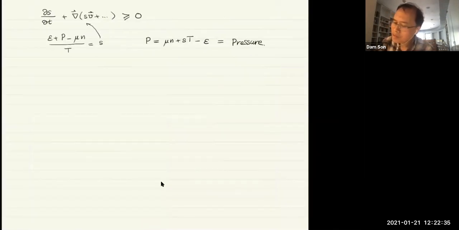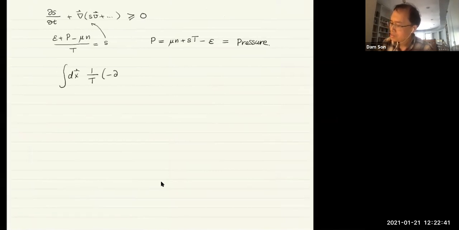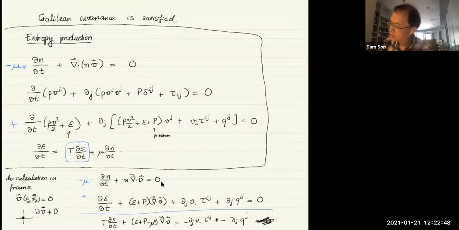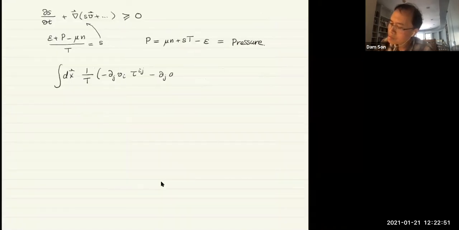Another thing that we also know is that the total production of entropy, v_j v_i tau_ij minus d_j q_j, has to be larger or equal to 0. Any questions so far?